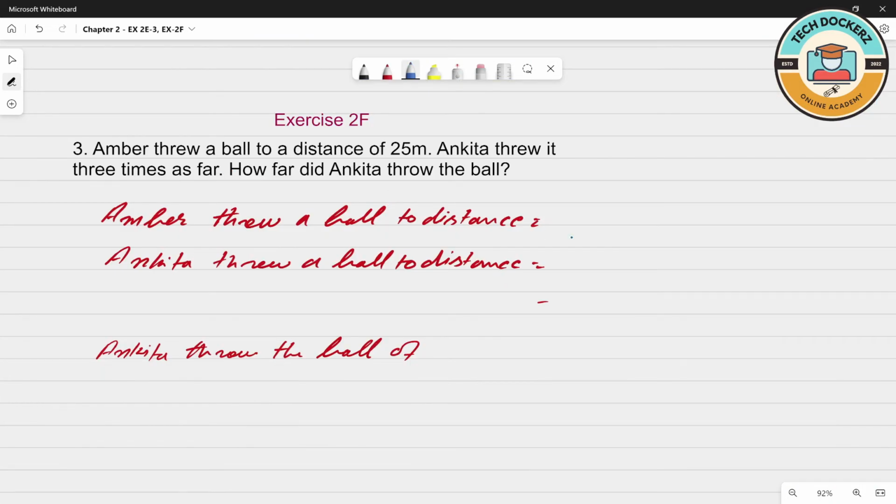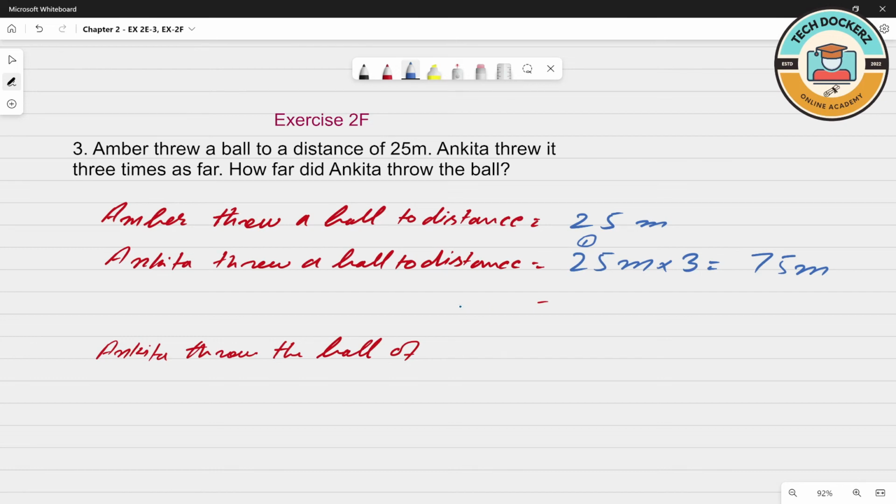So Amber threw the ball 25 meters. Anikita threw the ball 3 times as far as Amber. So 25 multiplied by 3. So 3 times 25. So 3 5s are 15. 5, 1 will be carry, and 3 2s are 6. 6 plus 1, 7. So Anikita threw the ball 75 meters far.